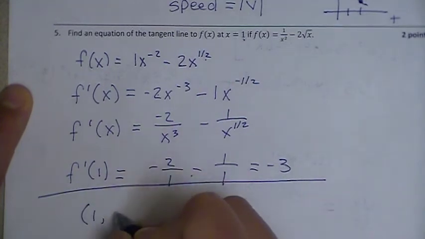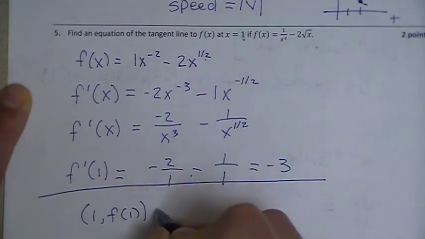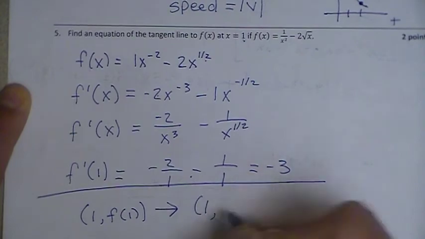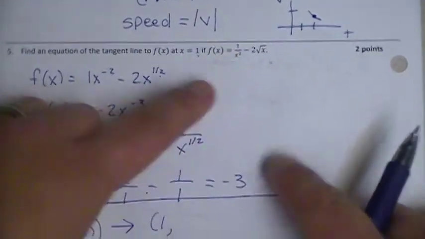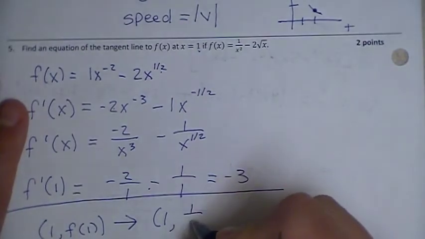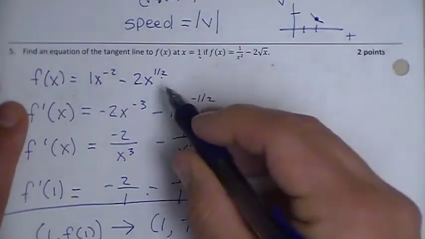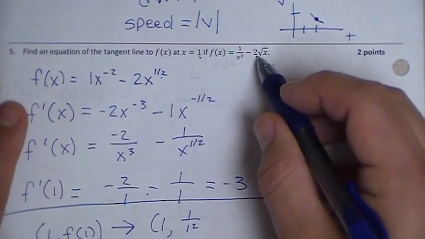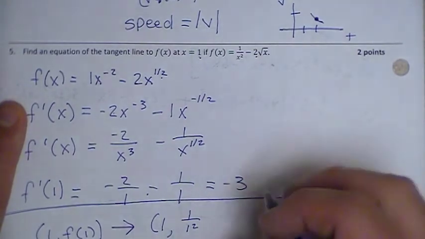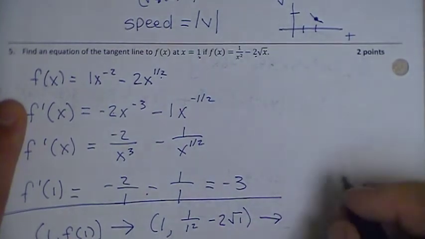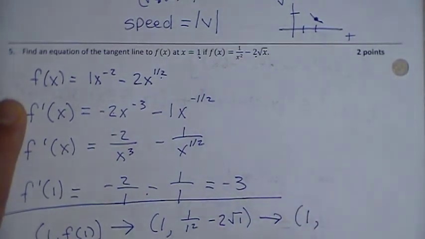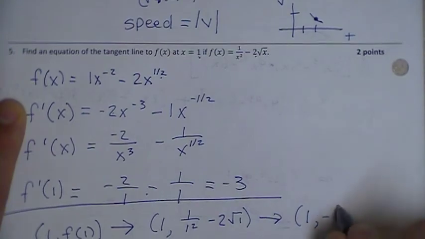Point of tangency is going to be (1, f of 1). If you try to evaluate f of 1, what do you end up with? Well, let's see, we're going to end up with 1 over 1 squared minus 2 times the square root of 1. And let's see, this would simplify to what? 1 minus 2? 1 minus 2 would take us to -1.